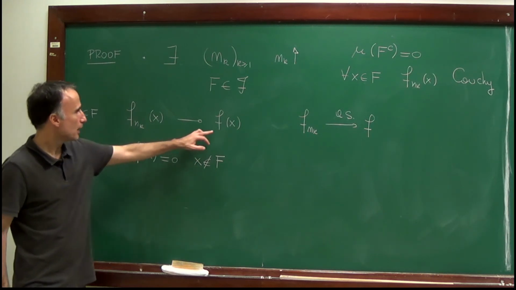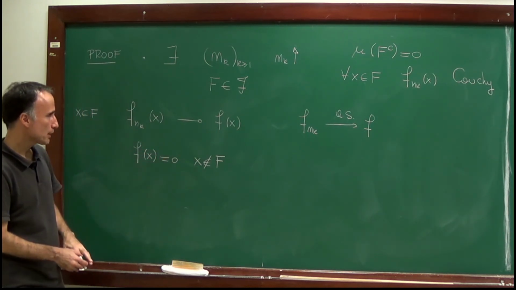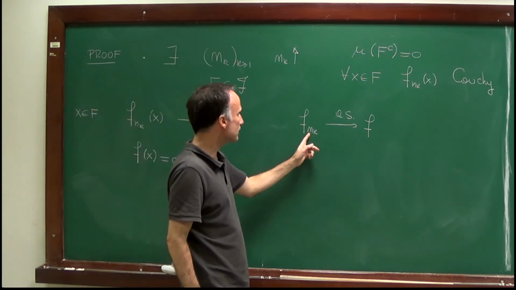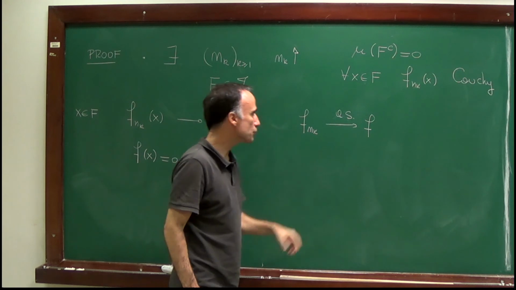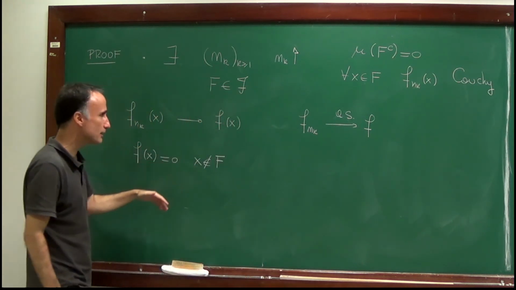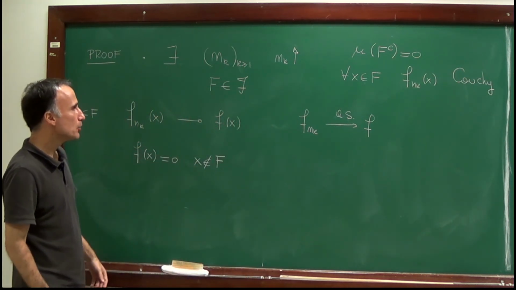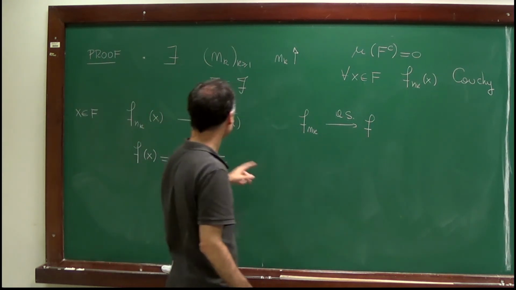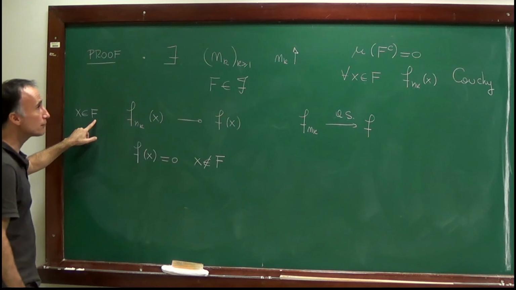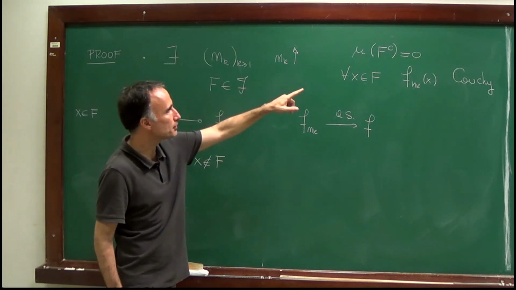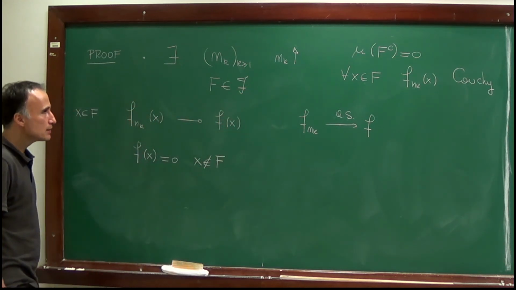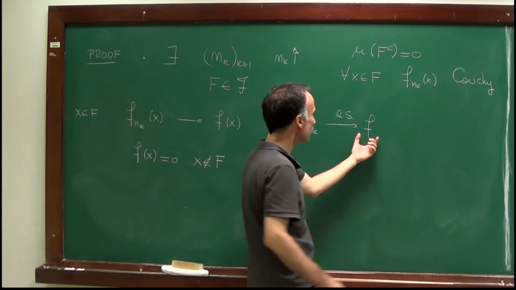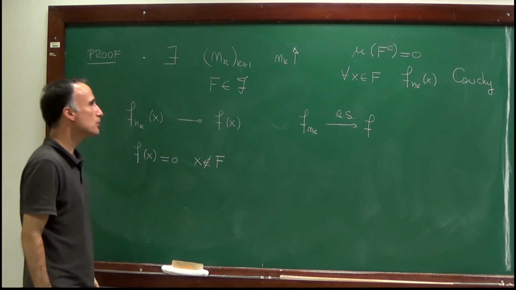This function f, well, with that definition, it's clear that the sequence f_{n_k} is converging almost surely to f, which is now defined on all Omega. Well, because f_{n_k}(x) is converging to f(x) for any point x in F, and the measure of F complement is equal to 0. Since f_{n_k} is converging to f almost surely, it means that f is measurable.